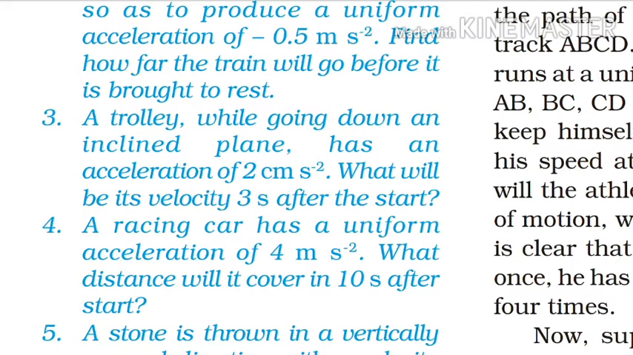What will be the velocity 3 seconds after the start? We know that in 1 second the speed attained by the trolley is 2 centimeter per second. After another second the velocity becomes 4, and after the third second it becomes 6 centimeter per second. So the initial speed of the trolley is 0 and the final speed will be 6 centimeter per second. So the total velocity attained after the start will be equal to 6 centimeter per second.